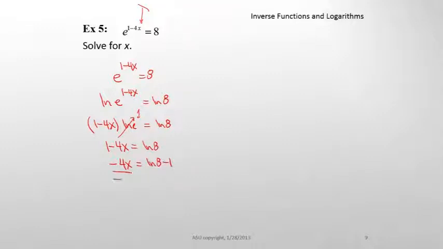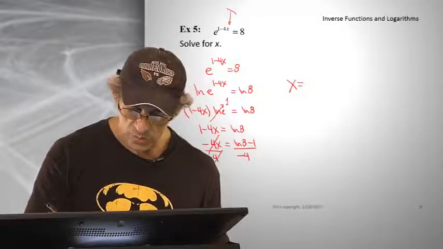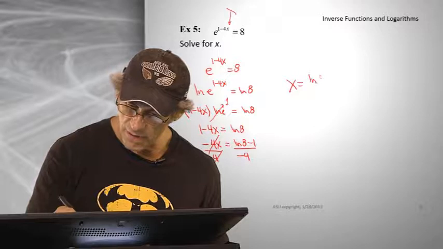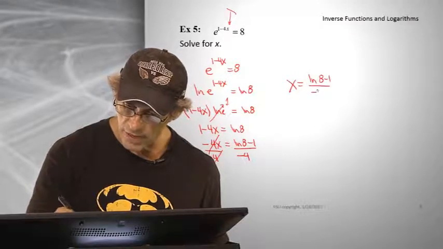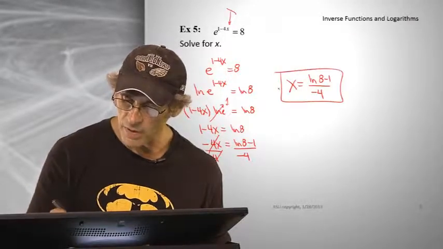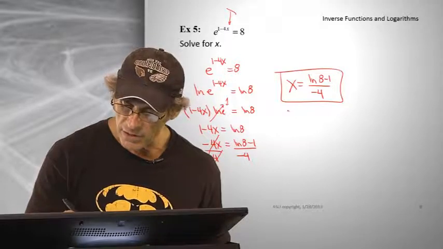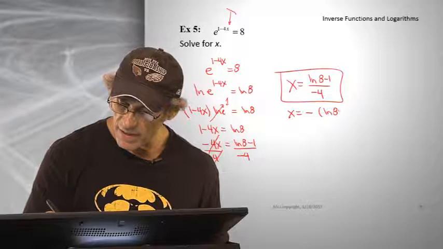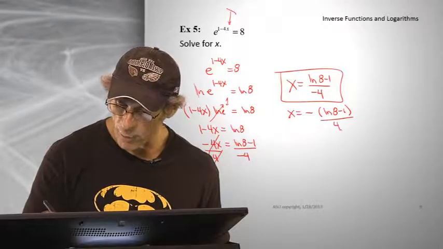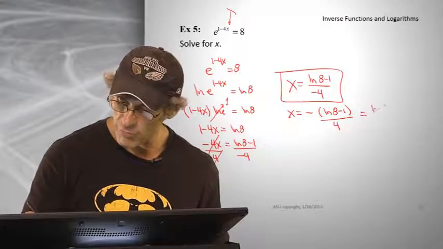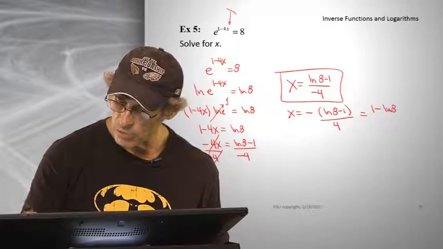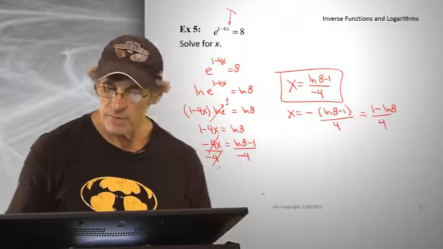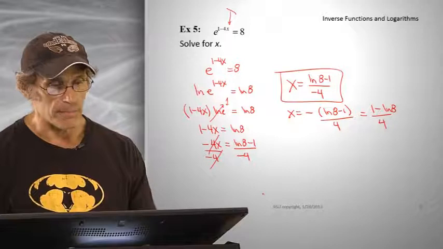And the last step you said was to what? Divide by -4. So I can write x is equal to natural log of 8 minus 1 over -4. That would work. Or I can bring the negative out front if I wanted to. And then I'd have the natural log of 8 minus 1 over 4. And that negative out front would reverse the terms up in the numerator. Either variation is fair game.